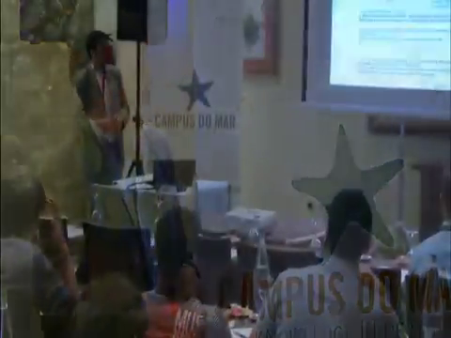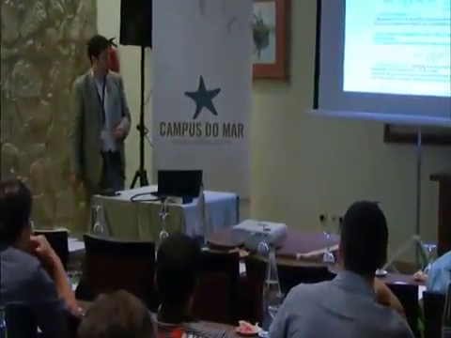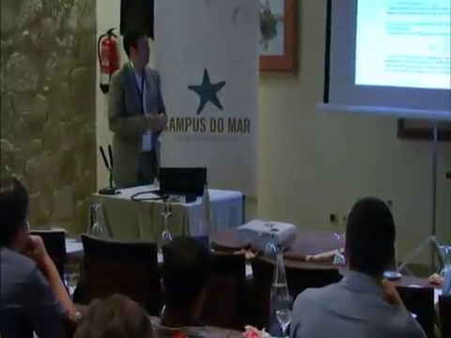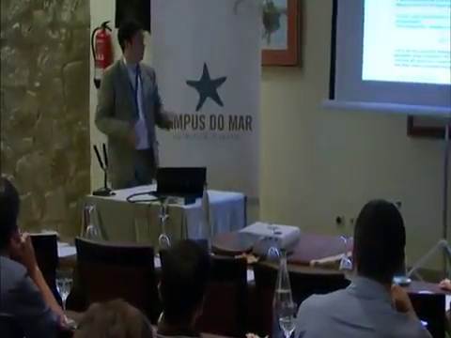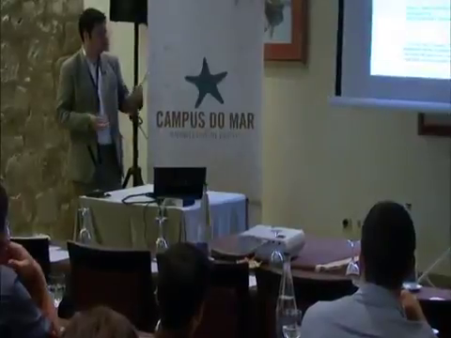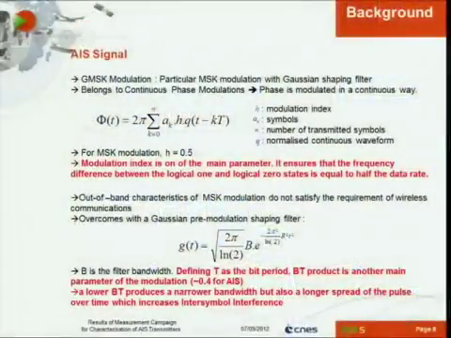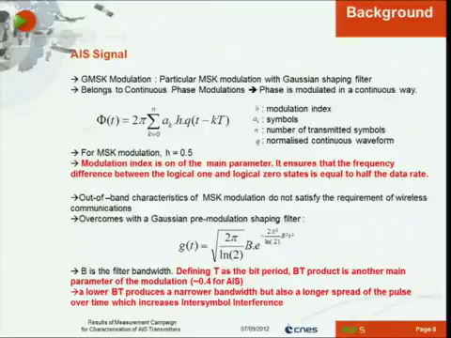The AIS signal uses GMSK modulation. That is a particular MSK modulation with a Gaussian shaping filter. The phase is modulated in a continuous way, and the equation of the phase is given here. One of the main parameters is the modulation index, that is equal to 0.5 in the MSK modulation. It ensures that the frequency difference between the logical 1 and the logical 0 state is equal to half the data rate.